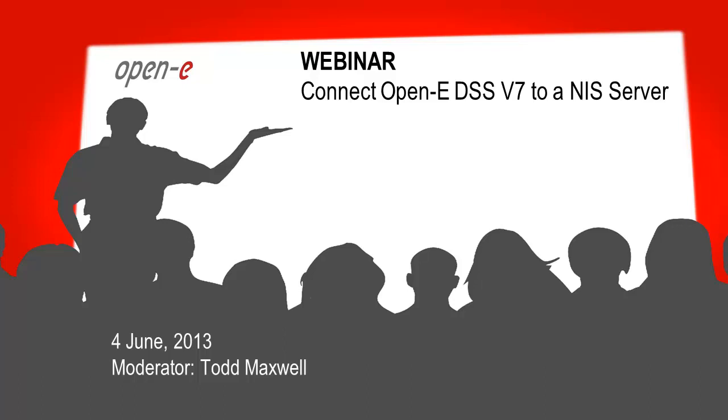We're going to be talking about how to connect the DSS v7 to a NIS server. So what is a NIS server? It's a Network Information Service that originally was called Yellow Pages. NIS is a client-server directory services protocol. A NIS server maintains and distributes a central directory of users and groups information.